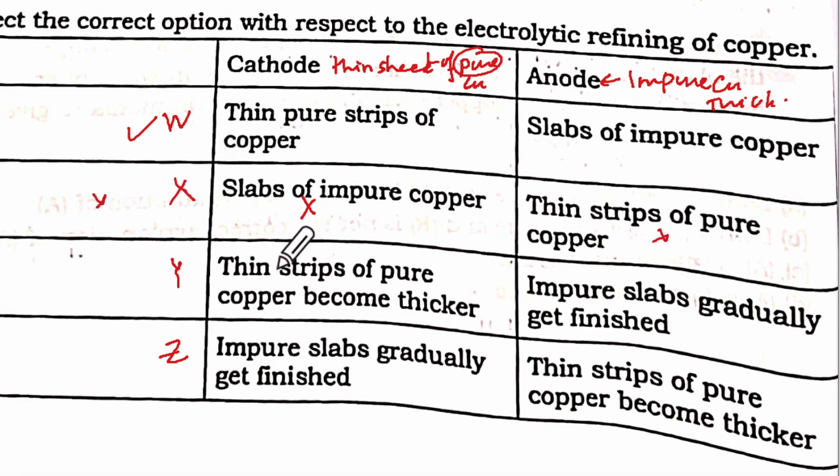X is wrong. Thin strips of pure copper become thicker, yes. And here, anode impure gradually diminishes in mass is correct. Then impure slabs gradually get finished? No, there is no impure slab here. And thin strips of pure copper become thicker, that is not at the anode. Impure thick slab becomes thinner. So this one also is wrong. Understood? So X and Y is the correct option.